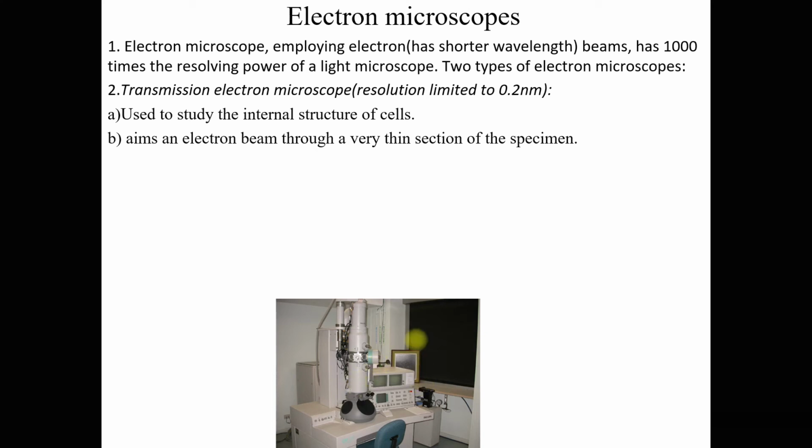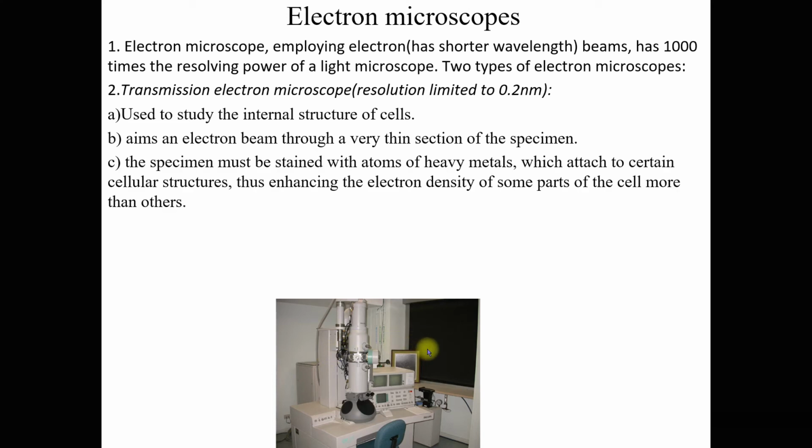Alright. So in this TEM, an electron beam is aimed through a very thin section of the specimen. The specimen must be stained with atoms of heavy metals, which attach to certain cellular structures, thus enhancing the electron density of some parts of the cell more than others.